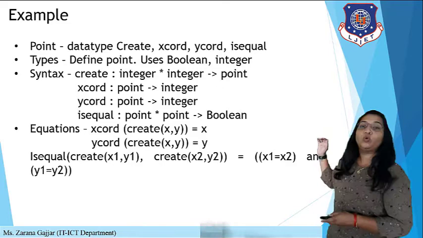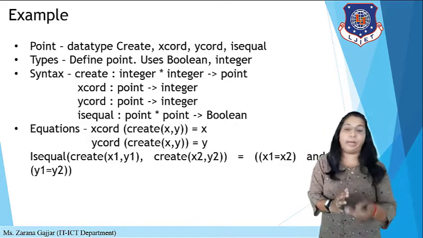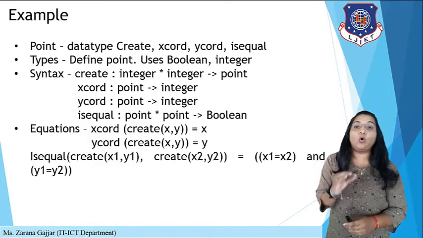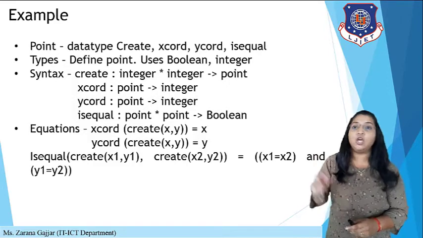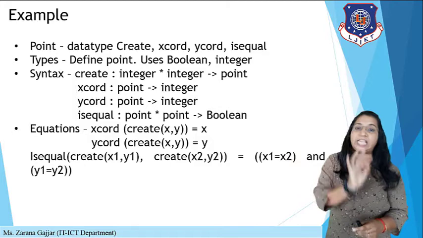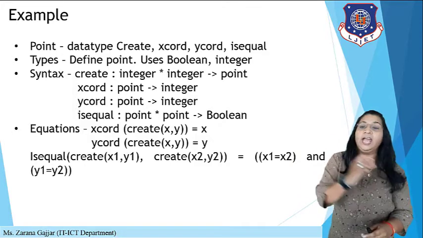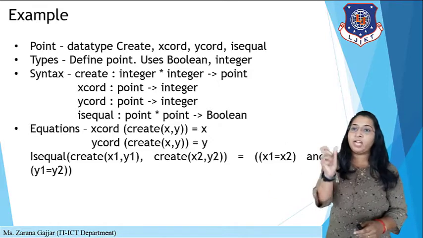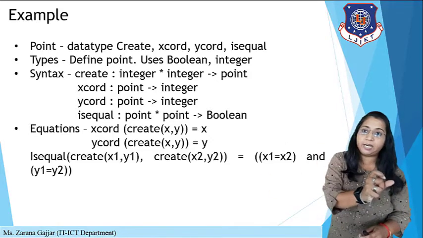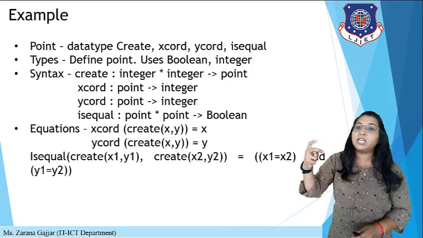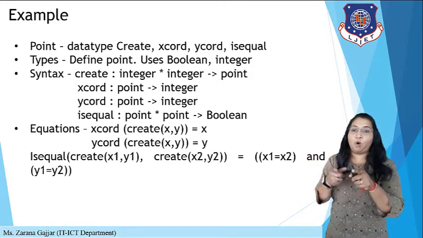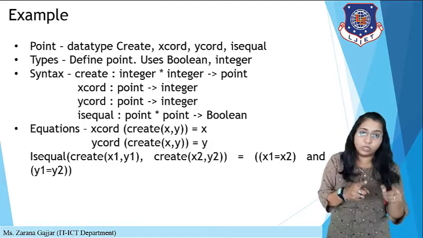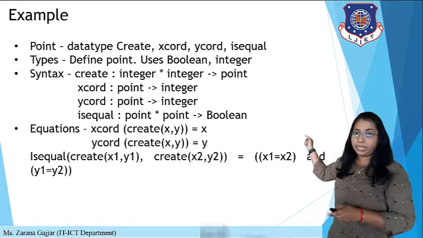So we'll directly move to the syntax section. Now you have to provide a syntax. For that you have to create a coordinate, and coordinates are in the form of integer values. So create integer cross integer, that is a point. For the x coordinate of a point, the value is also an integer. For the y coordinate you have to declare a point, that is also an integer data type. And for equality you have to compare point and point, so that will be a boolean, whether it is true or false. So that is my syntax section.